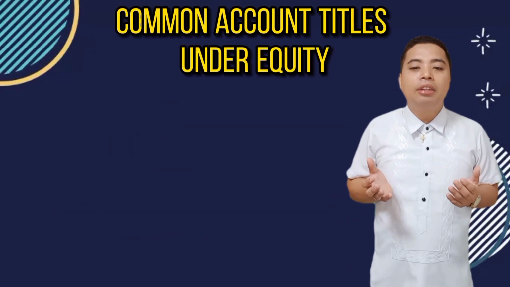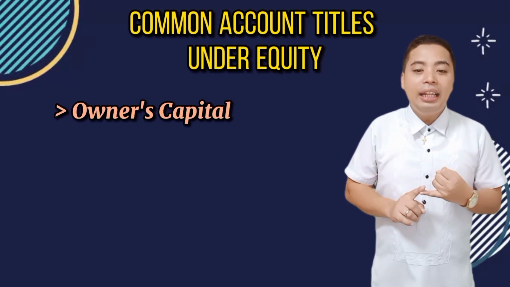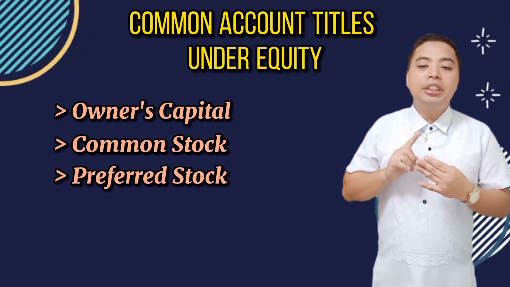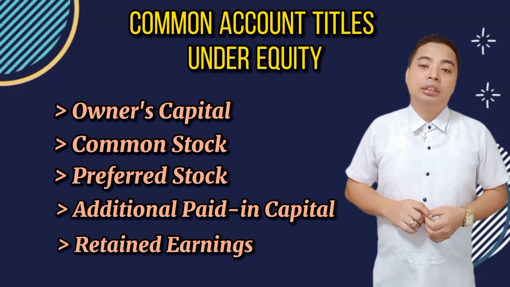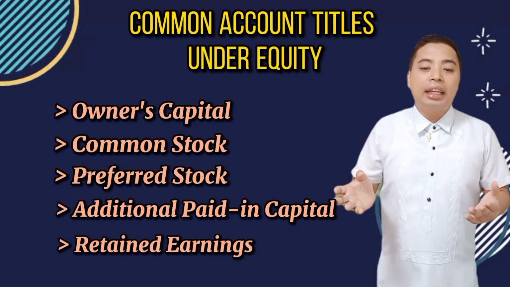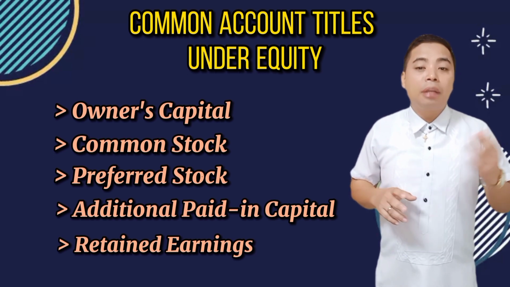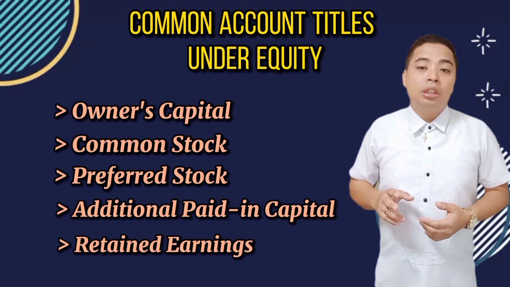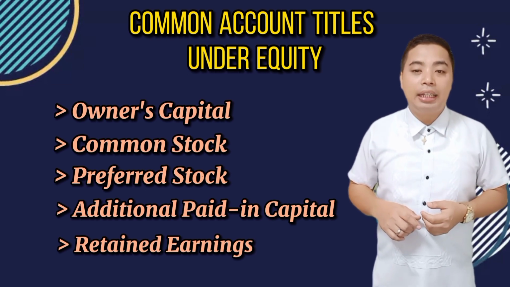assets. Here are some of the most common account titles under equity. First, the owner's capital, the common stock, the preferred stock, the additional paid-in capital, and the retained earnings. So in these account titles, owner's capital is the most common, and the remaining are encountered in our accounting too. So in this accounting one, we will focus more on the owner's capital.